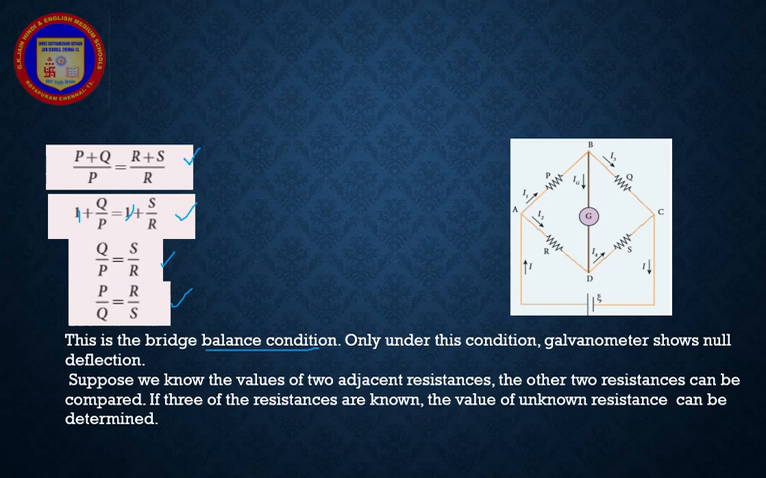Only under this condition, the galvanometer shows null deflection. Suppose we know the values of two adjacent resistors, the other two resistors can be compared. If three of the resistors are known, the value of the unknown resistance can be determined.